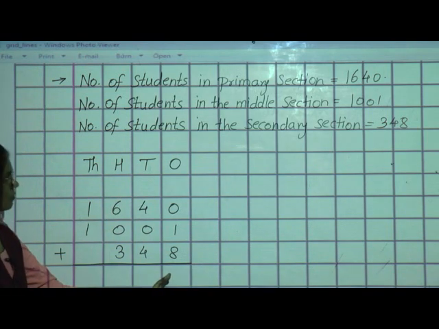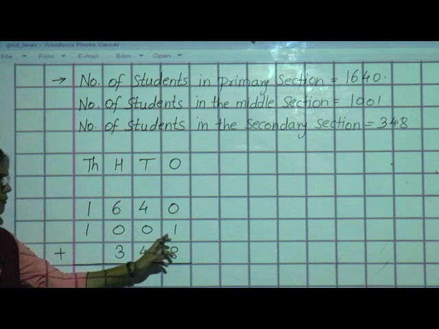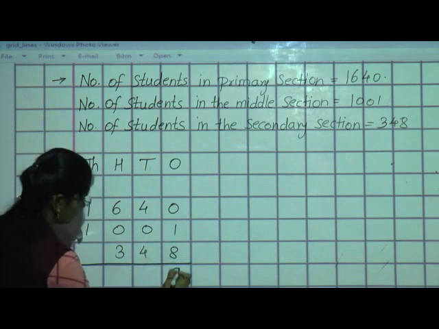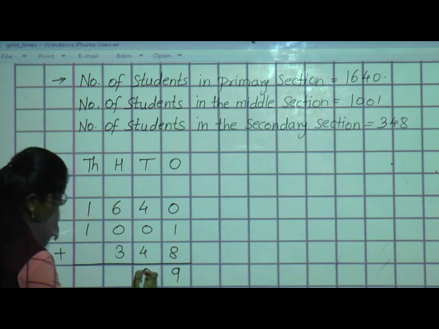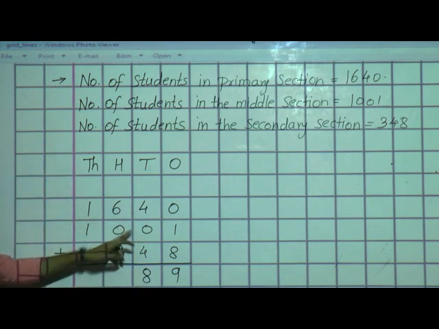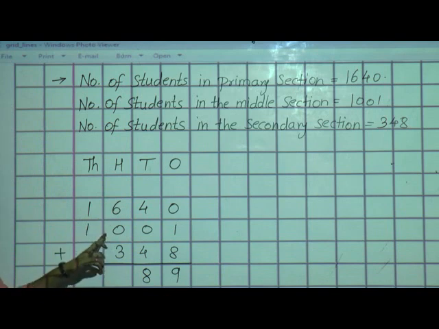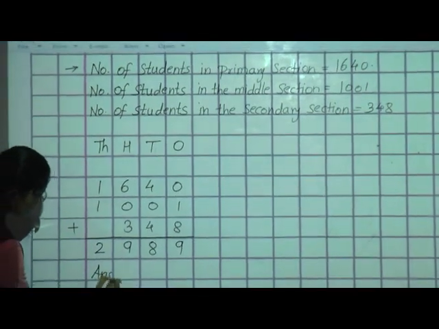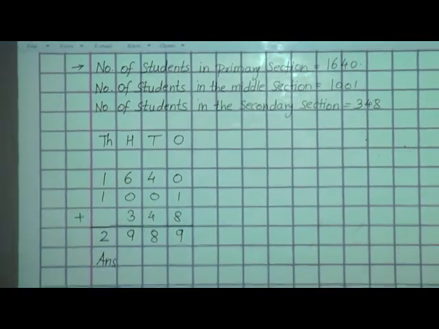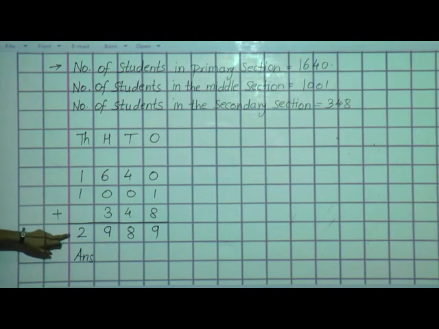We will see the first ones column. 0 plus 1, 1. 1 plus 8, 9. Now see the tens place column. 4 plus 4, 8. Why? Because 4 plus 0, 4. 4 plus 4, 8. Now here also 6 plus 0, 6. And 6 plus 3, 9. And 1 plus 1, 2. Very easy it is. So what will be the answer? Total number of students. Yes, what answer did we get here?